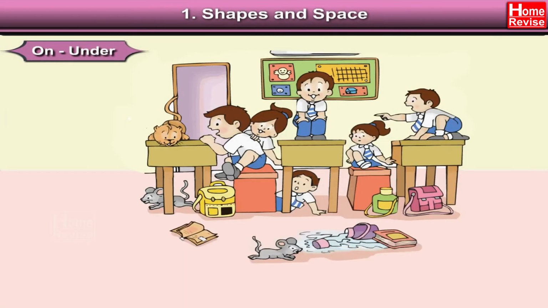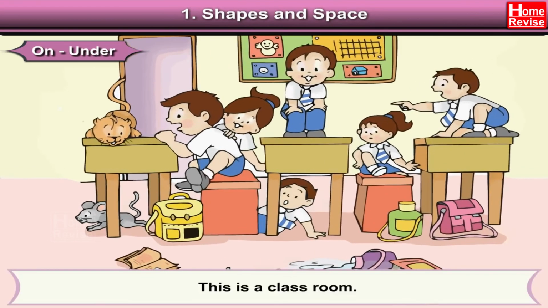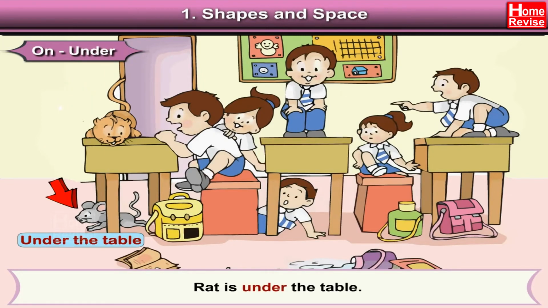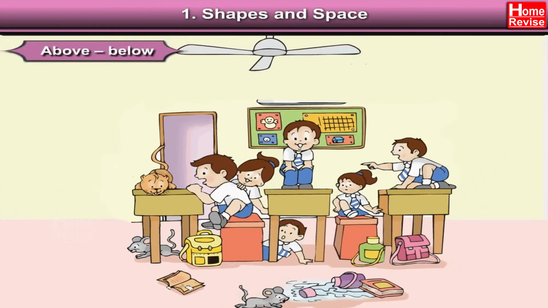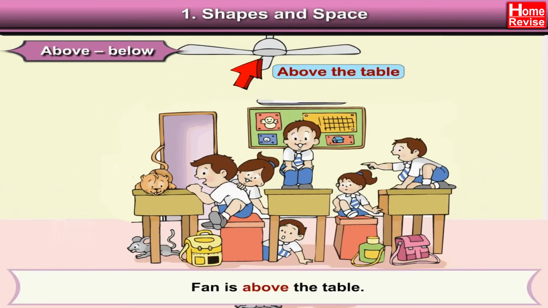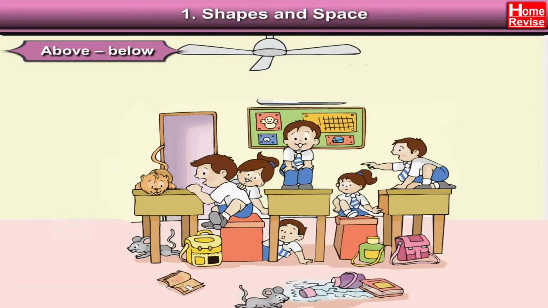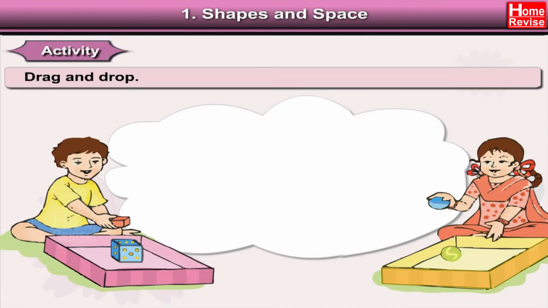On, under. See this picture. This is a classroom. Here, cat is on the table. Rat is under the table. Above, below. Fan is above the table. The table is below the fan. Clear? Superb.